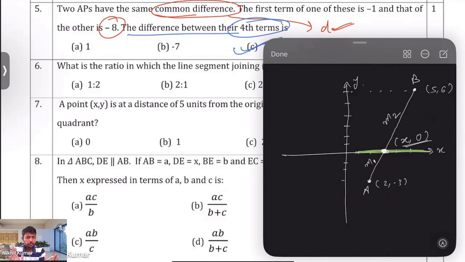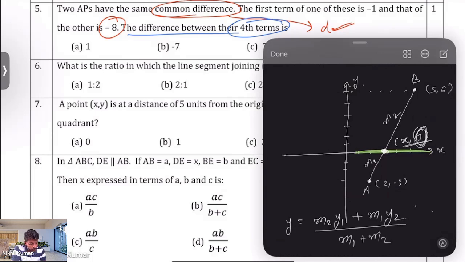I hope you all remember the section formula. Using the section formula, we can write that this y coordinate y would be m2y1 plus m1y2 upon m1 plus m2, where y1 is this one and y2 is this thing. Use this and figure out the ratio m1 is to m2. That's what we are going to do next.